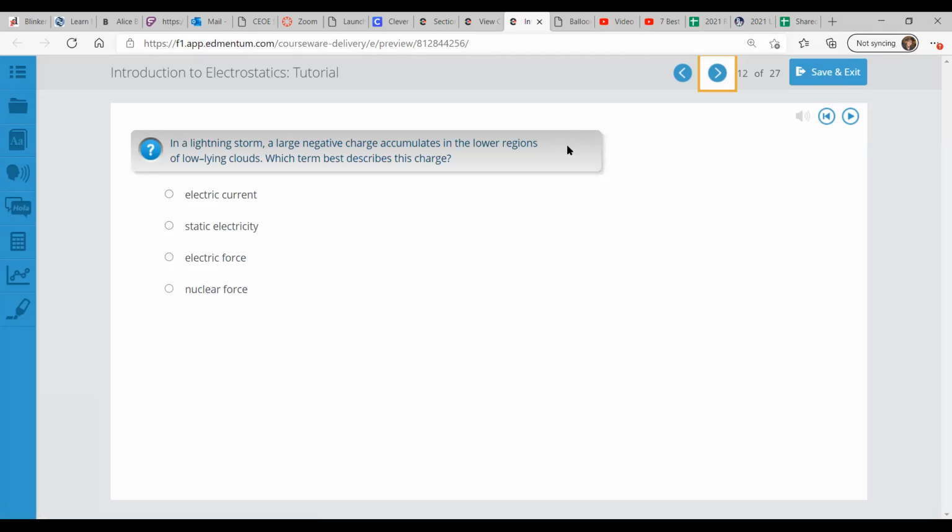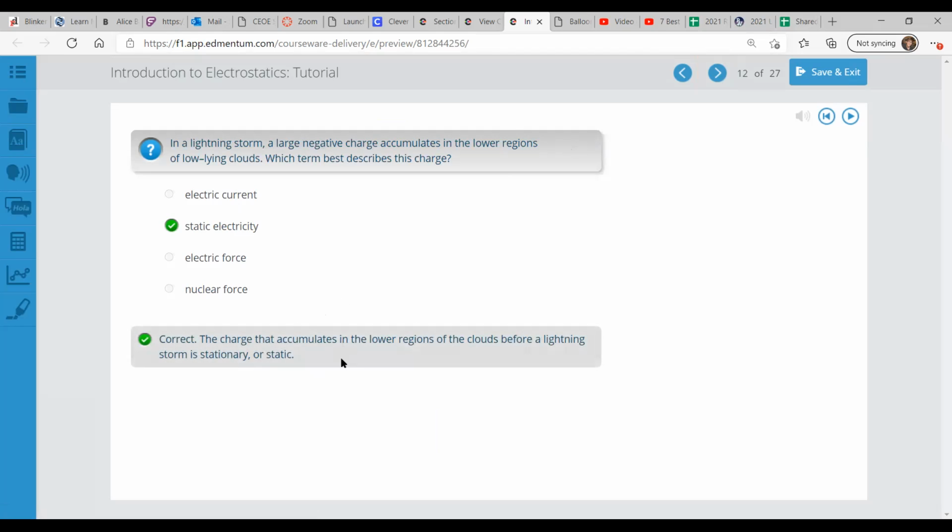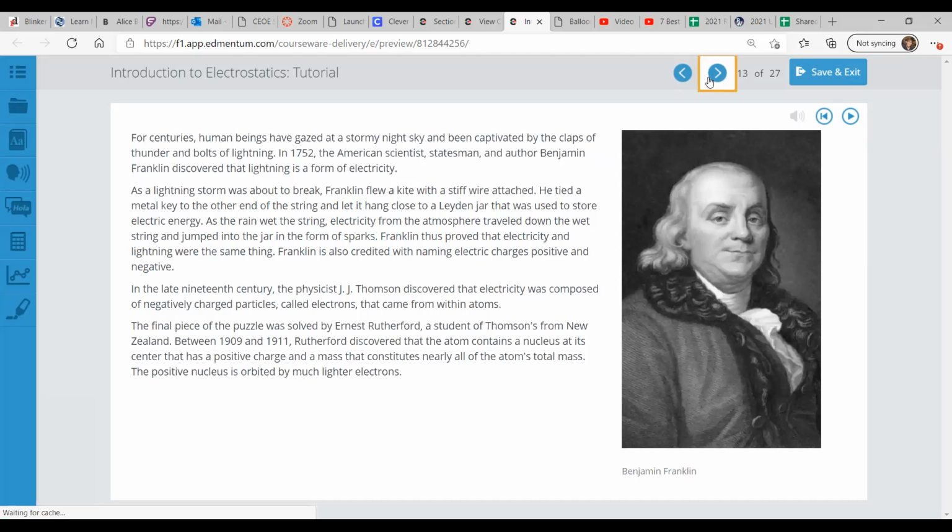All right, so checkpoint question, testing whether you're following along. In a lightning storm, a large negative charge accumulates in the lower regions of low-lying clouds. Which term best describes this charge? We're going to say static electricity. The charge that accumulates in the lower regions of the clouds before a lightning storm is stationary, or static.